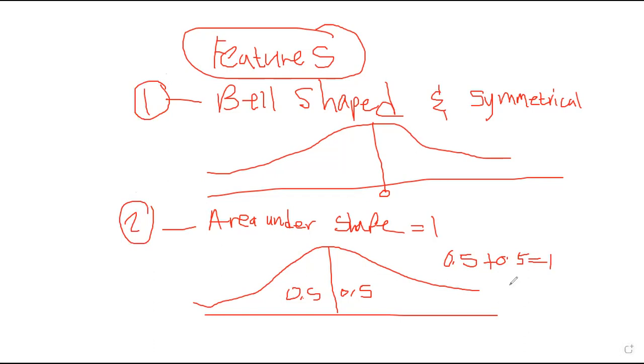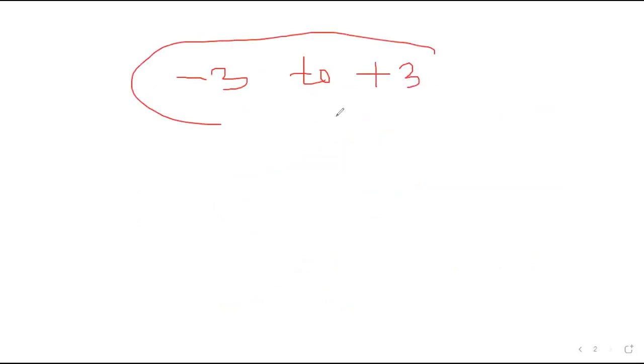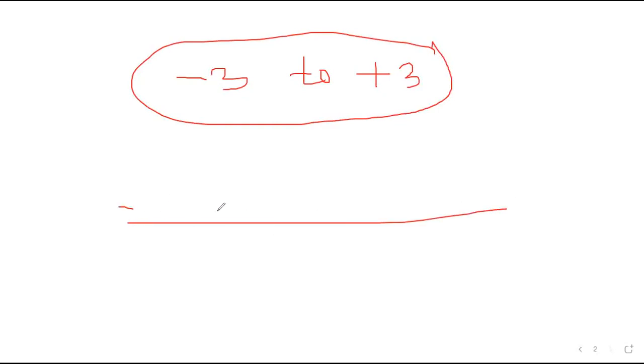Then the other one here, we just look at having the range of values from -3 to +3. That's the range of values from -3 to +3 for this bell-shaped component. Okay, -3 to +3.